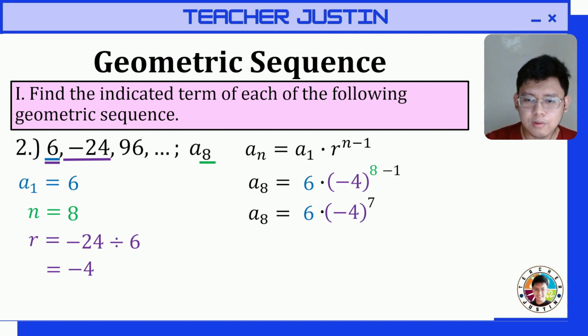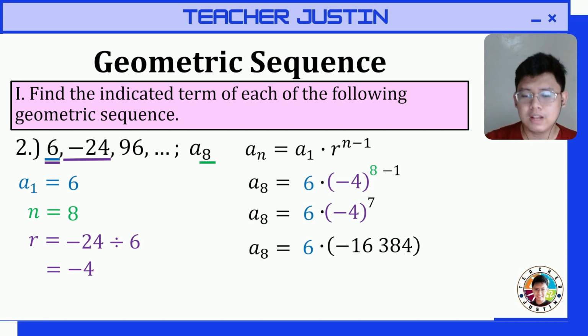So negative 4 raised to 7, a sub 8 is equal to 6 times negative 16,384. Now let's multiply 6 and negative 16,384. That will give us the 8th term, which is negative 98,304. And that's it. Ta-da!